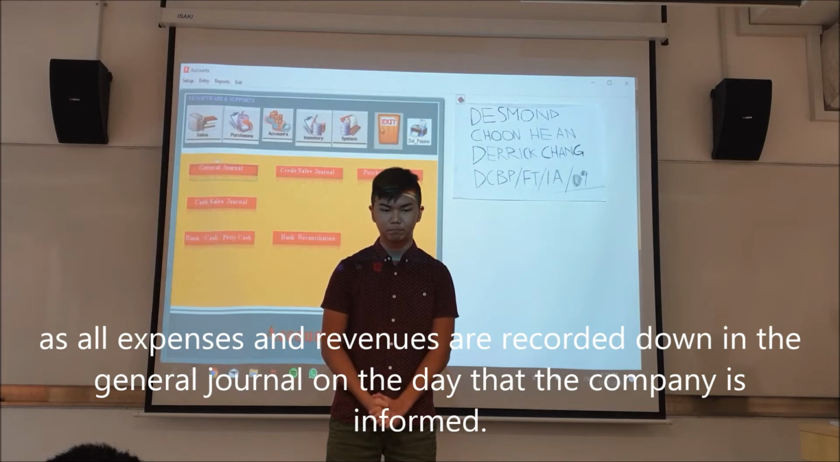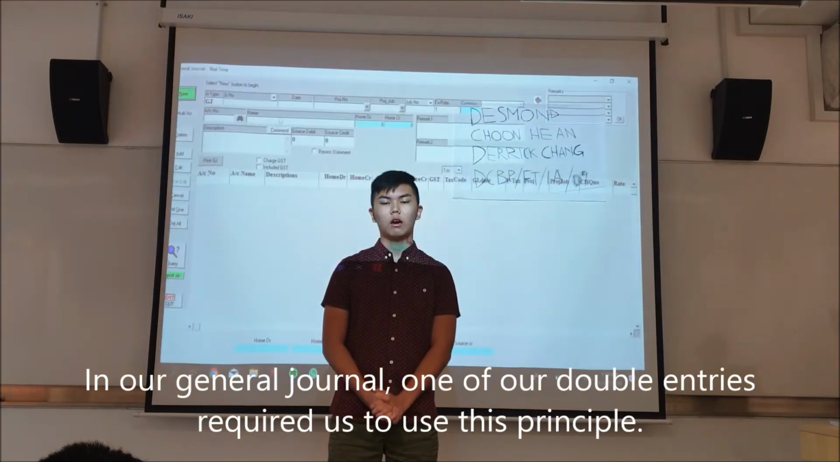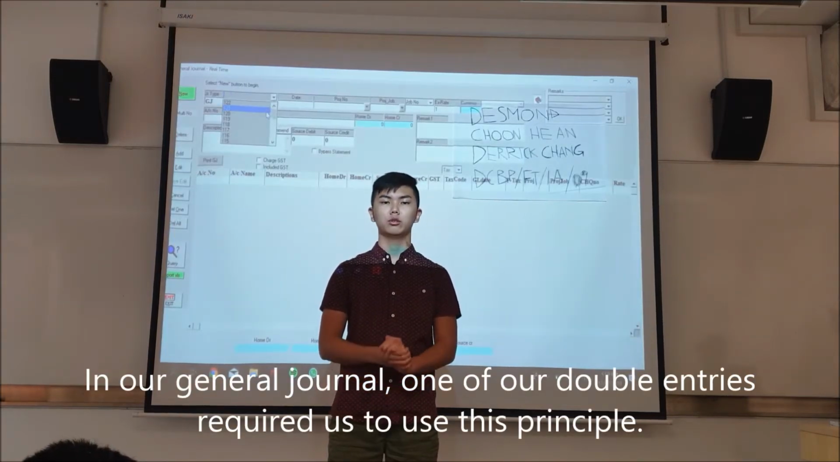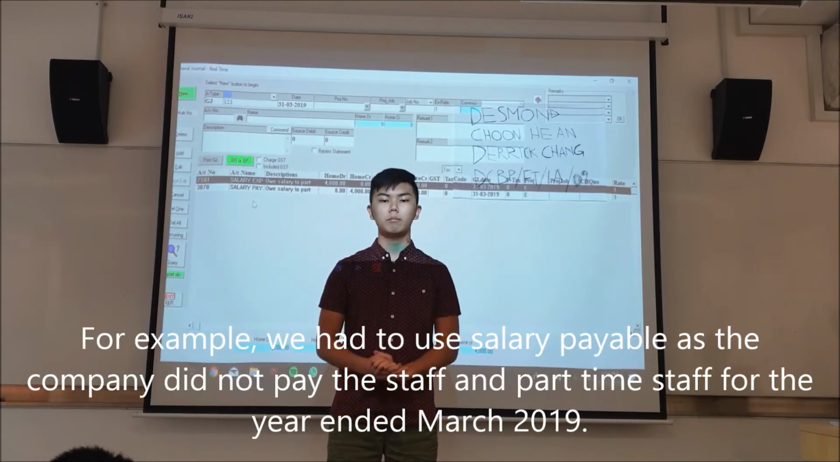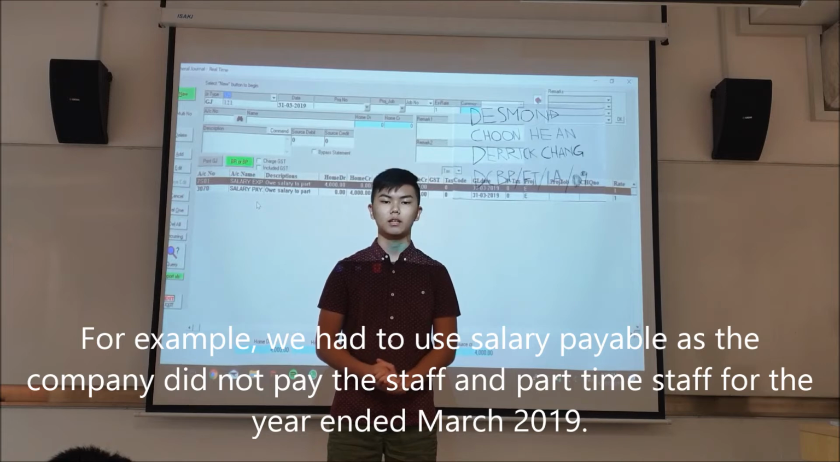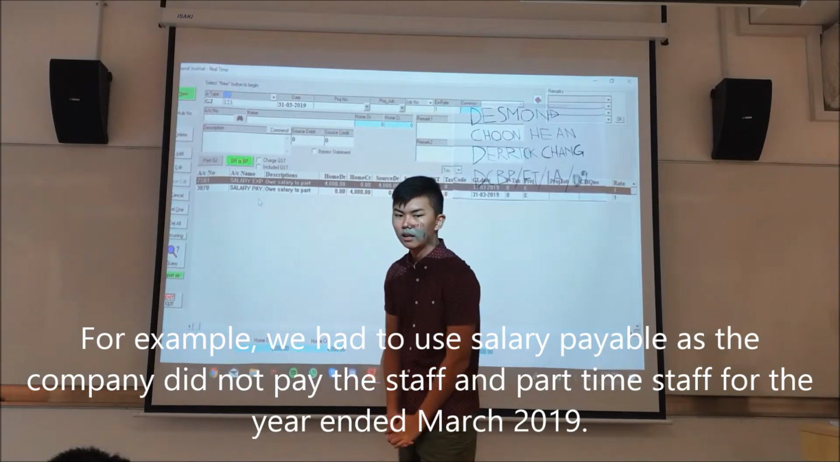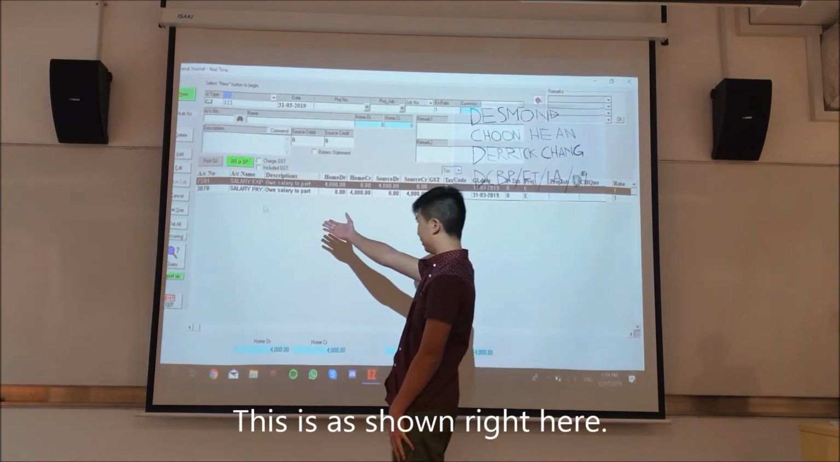on the date the company is informed. In our general journal, one of our double entries require us to use this principle. For example, we have to use salary payable as the company did not pay the staff and part-time staff for the year ended March 2019. This is as shown right here.